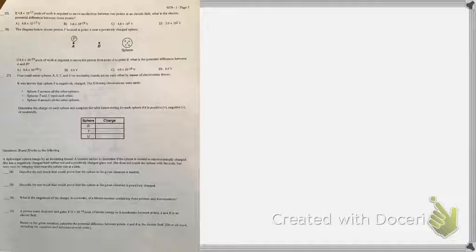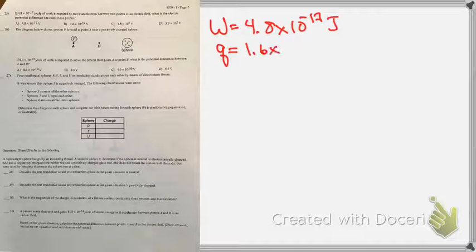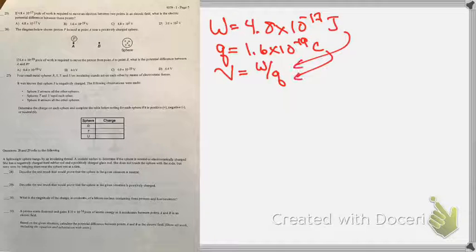So question 25. They give you the amount of work, 4.8 times 10 to the minus 17 joules, that's required to move an electron. They're telling you that Q is 1.6 times 10 to the minus 19 coulombs. And they ask, what is the electric potential difference? They want to know what V is. V is equal to W over Q. You have both of those variables.